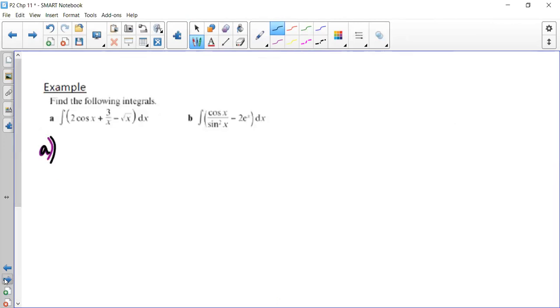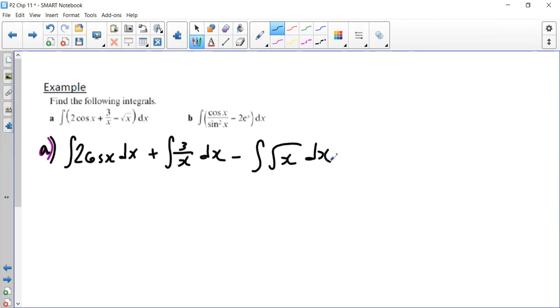So first one, I'm going to separate them. You can see some plus and minus signs. I'm going to split them out. So I'm going to write the integral of 2 cos x dx plus the integral of 3 over x dx minus the integral of square root x dx. Now you can see I split out the plus and minus. That means I can integrate individually term by term. And the next tip I also told you is take out a coefficient if you can.